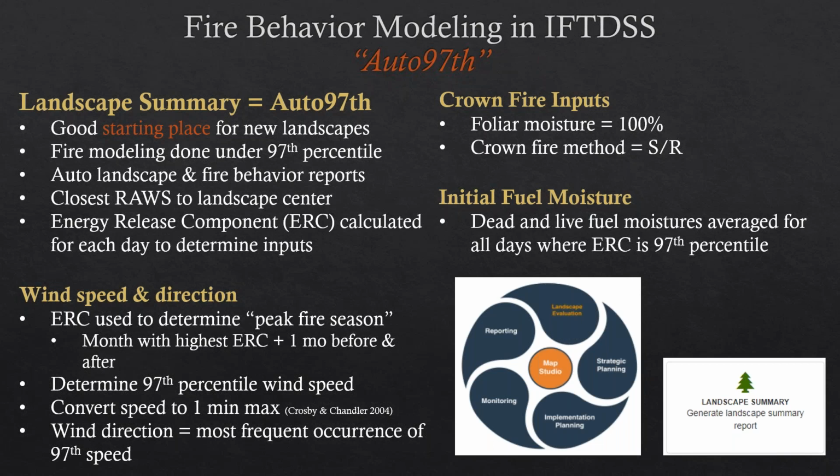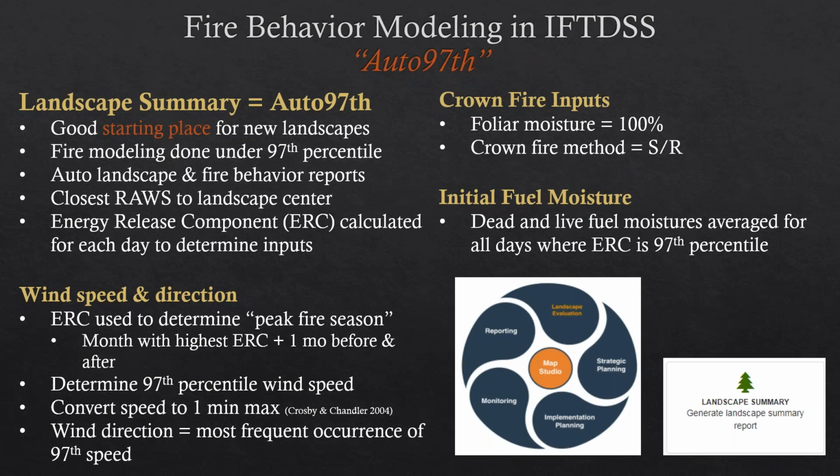And from there, in those 3 months, it determines the 97th percentile wind speed. It converts that to a 1-minute max, so your winds are a little gustier and a little faster than just the average across the data evaluated. And then it picks the wind direction based on the most frequent occurrence of that wind speed. So it's a little complicated in how it picks your wind speed and wind direction, but there is more detailed information in the help system.